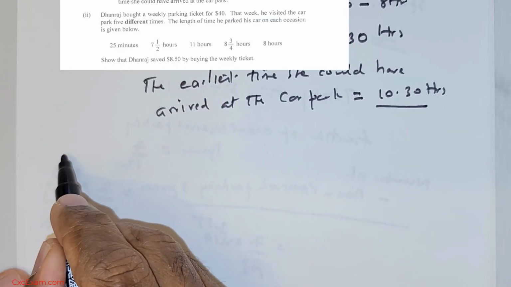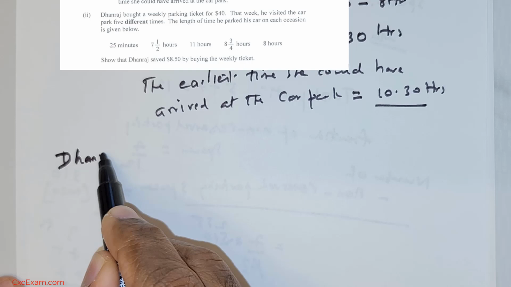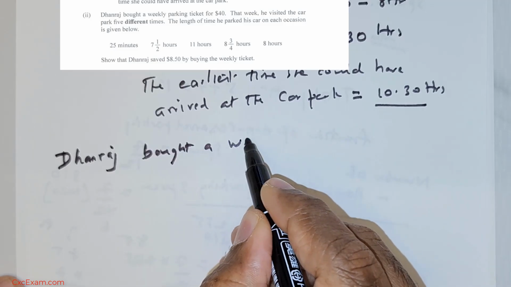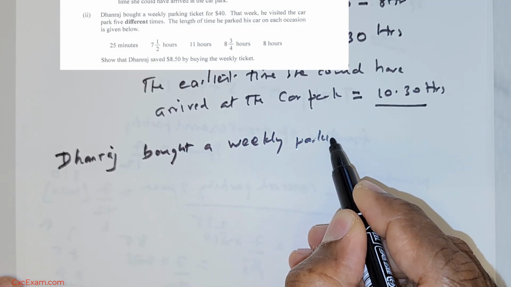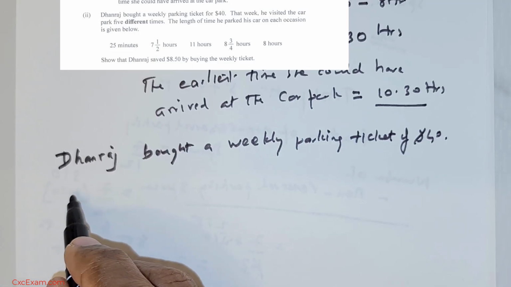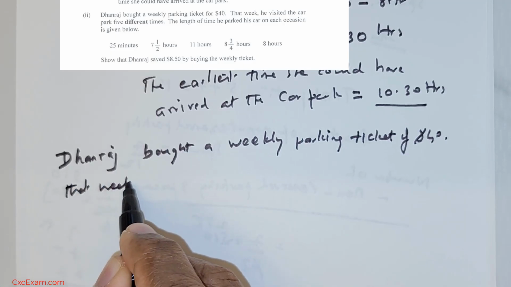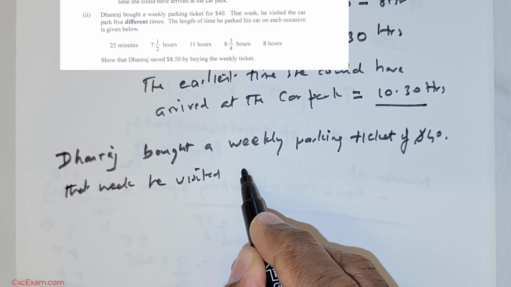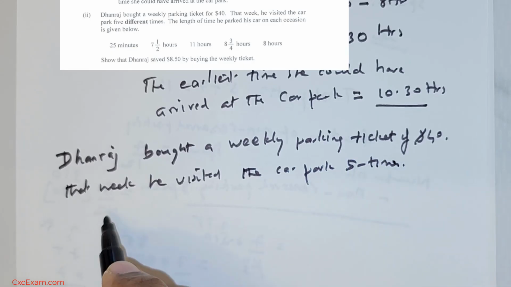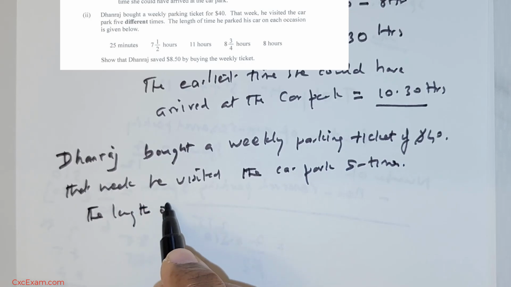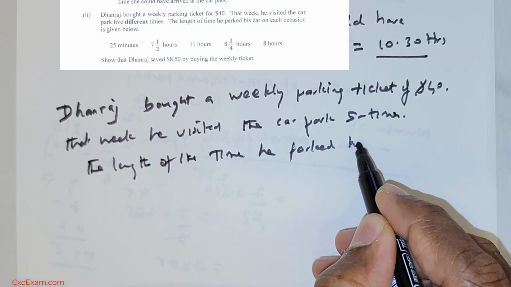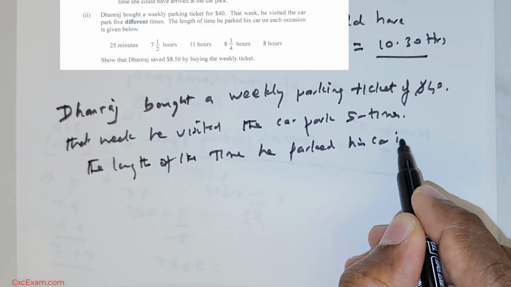Now this is the next question. The question is as follows. Dhanraj bought a weekly parking ticket of $40. That week he visited the car park 5 times. The length of time he parked his car is given as follows.